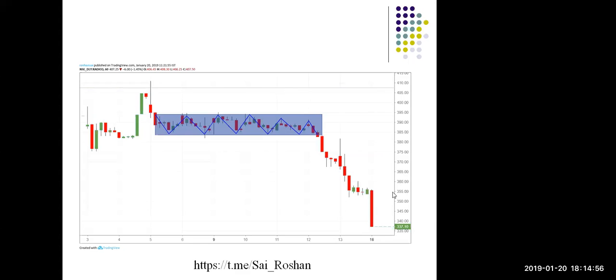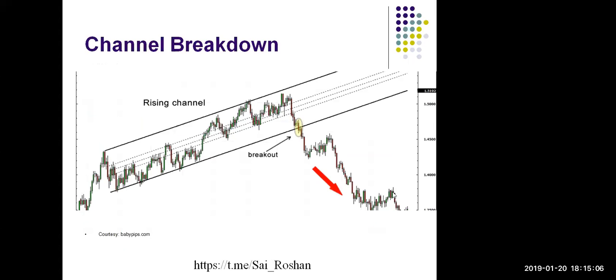Okay, so this is a bilateral pattern, which means either way it could give a breakout or breakdown. We call this a breakdown. The other one we call a breakout. Sorry, yeah, this is a rising channel breakout. This I just took from the net because I felt it was interesting.